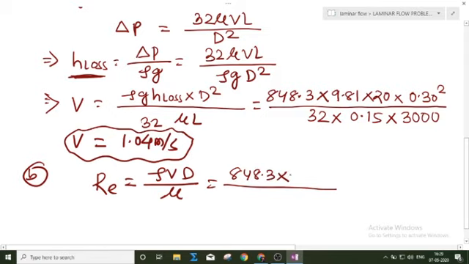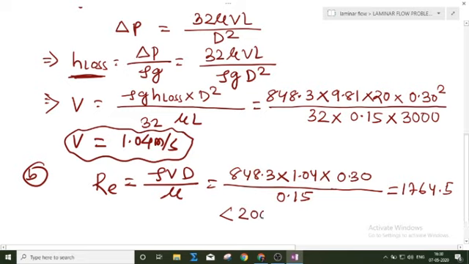848.3 into V. V is how much? This is 1.04, and the diameter given to you is 0.30. What is the dynamic viscosity? This is 0.15. How much is your Reynolds number? That is 1764.5, which is less than 2000. So this is laminar. Hence it is a laminar flow.